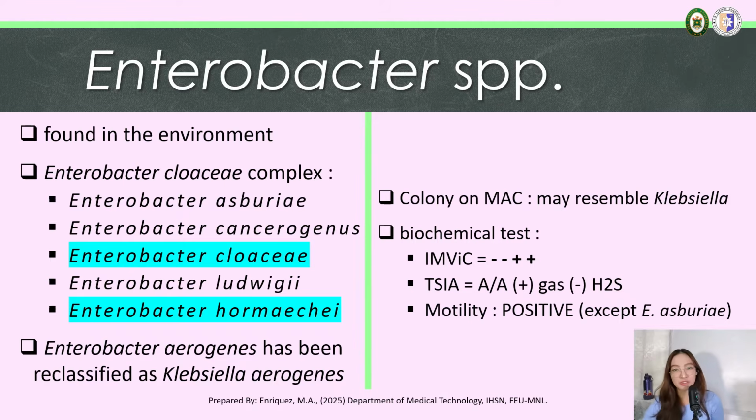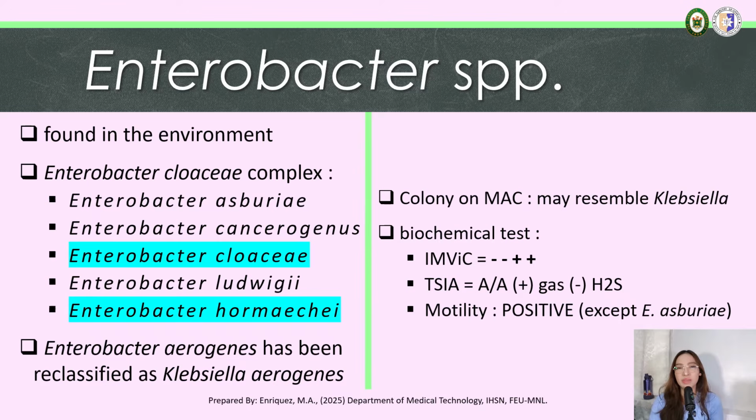Next is the Enterobacter species, specifically the members of the Enterobacter cloacae complex. So in here, the most common isolates are Enterobacter cloacae and Enterobacter hormaechei. So kaya po sila naka-highlight, no? These two are the most common isolates. In the past, we also had Enterobacter aerogenes, but this has been reclassified as Klebsiella aerogenes. They may resemble Klebsiella on Mac, and why is that? Bakit daw po magkahawig ang Klebsiella at Enterobacter on MacConkey agar? Because parehas po silang encapsulated, di ba?